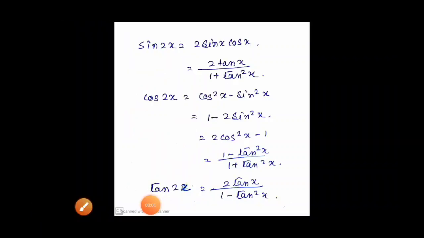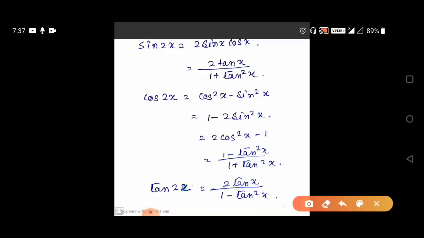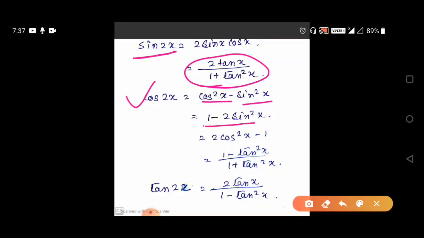To do the questions of derivative using some trigonometric functions, these formulas are very important. Sin 2x is equal to 2 sin x cos x, or 2 tan x by 1 plus tan square x. Whenever we need sin 2x in terms of tan, we will use this formula. Cos 2x is equal to cos square x minus sin square x, or 1 minus 2 sin square x. So whenever we need cos 2x in terms of sin, we will use this.